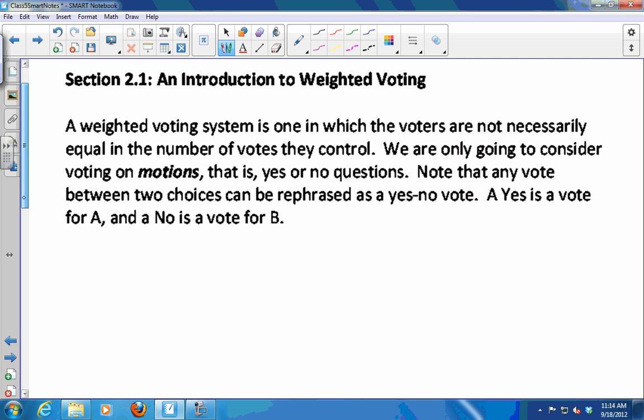So this is just a little intro to weighted voting. A weighted voting system is one in which the voters are not necessarily equal in the number of votes they control. We're only going to consider voting on motions, that is yes or no questions, but keep in mind that any vote between two choices can be framed as a yes or no question. It just has to be a vote between two choices.